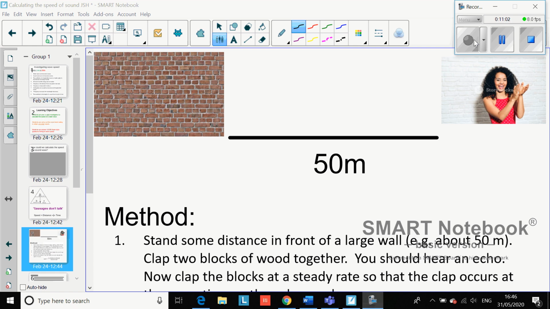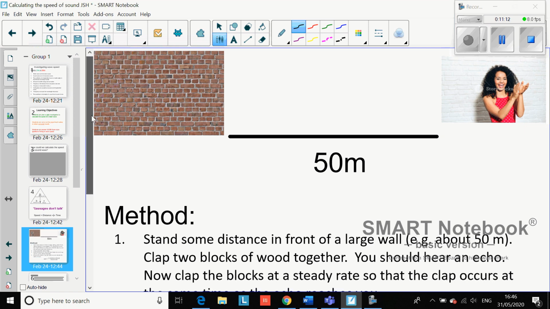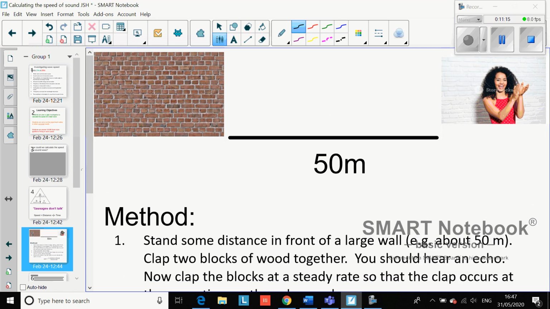Okay, so this is the practical that I'm going to have you do. You're going to work out how fast a sound wave travels through air by this very simple method. What you're going to do is clap, standing a set distance from a wall. I suspect 50 meters is too far to travel, so we won't use that. All you will need is a tape measure and a stopwatch, maybe on your phone.